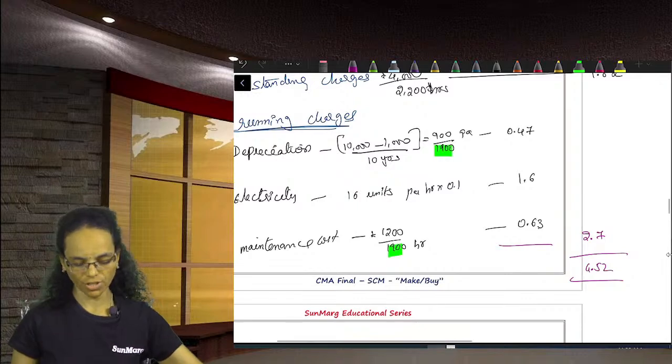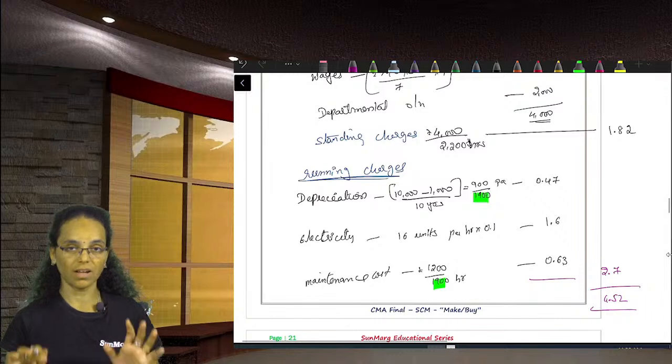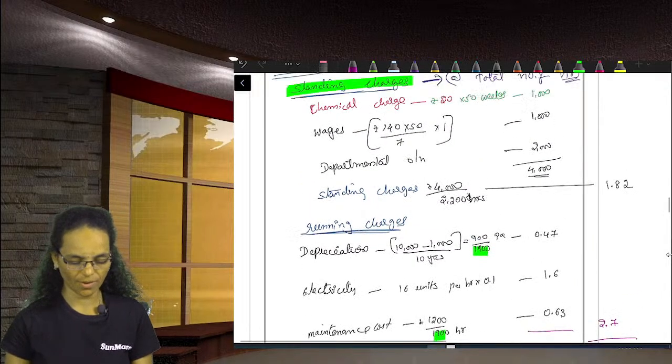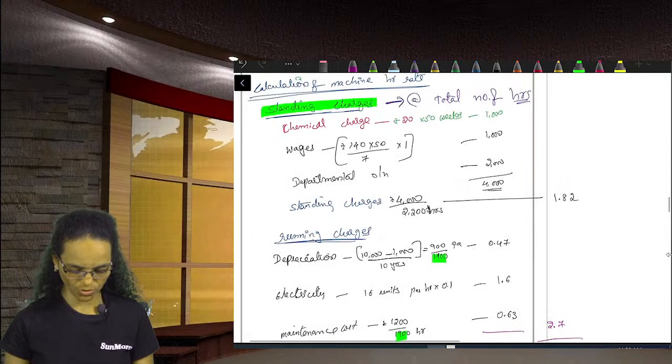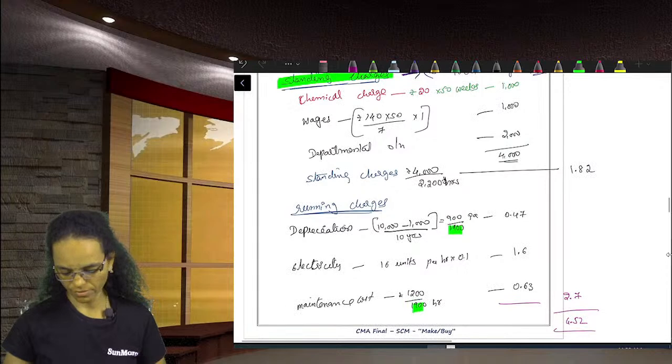Question solving is very simple, but you need to understand the question clearly. That is the main concept here. Just go through it; I'll give you 1 minute. This is the machine hour rate, 4.52.